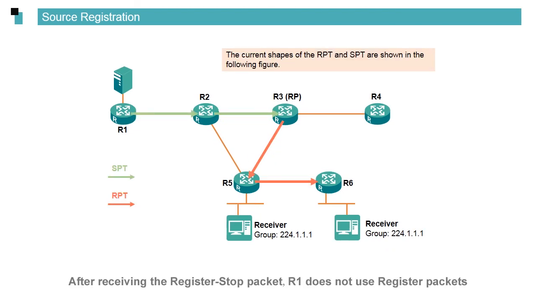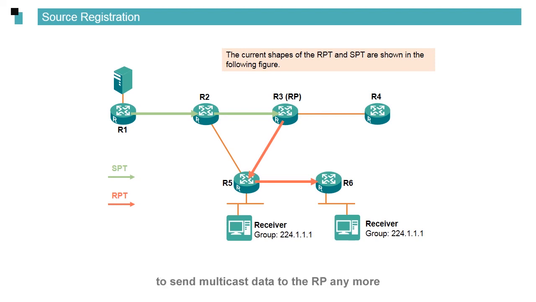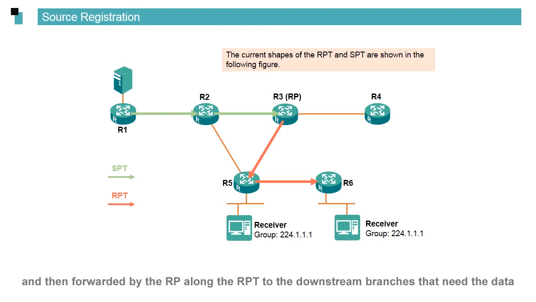After receiving the register stop packet, R1 does not use register packets to send multicast data to the RP anymore. Multicast data is sent to the RP only along the SPT. At this point, the SPT and RPT work as follows. Multicast data is sent from the first hop router R1 to the RP along the SPT, and then forwarded by the RP along the RPT to the downstream branches that need the data.